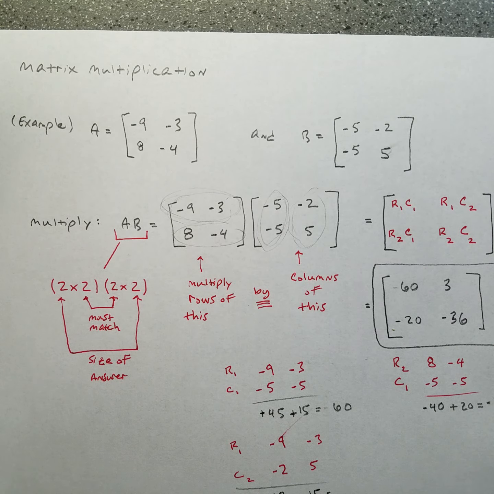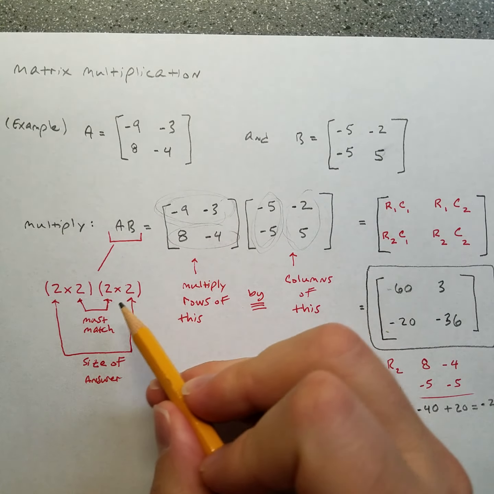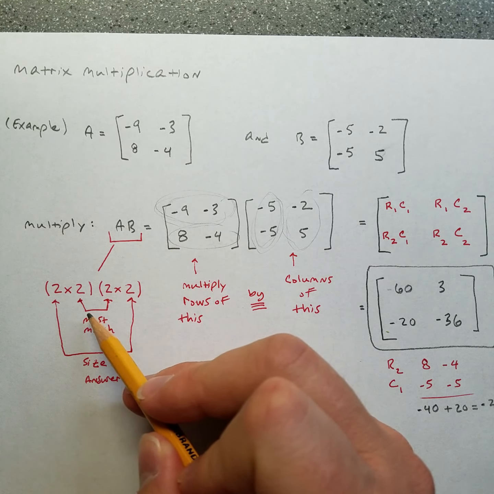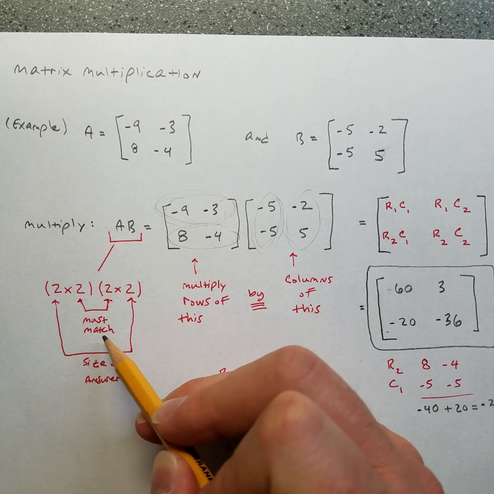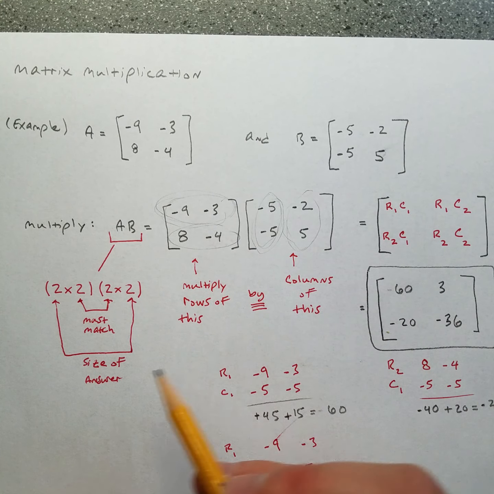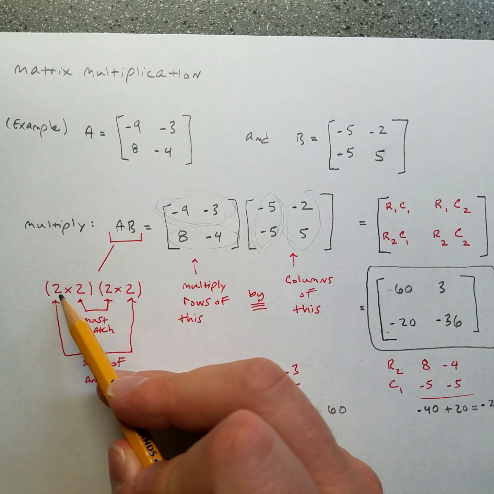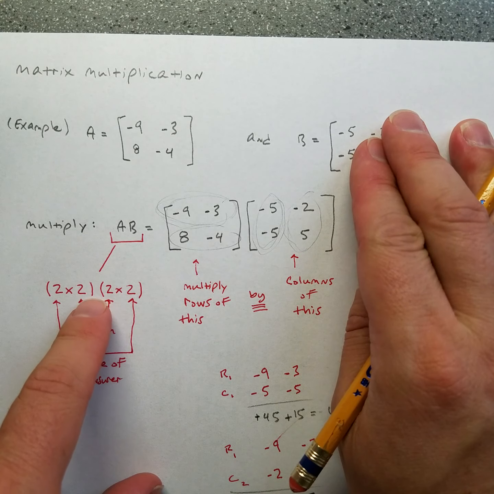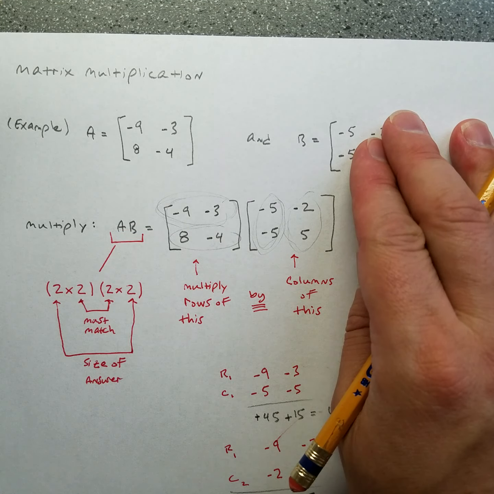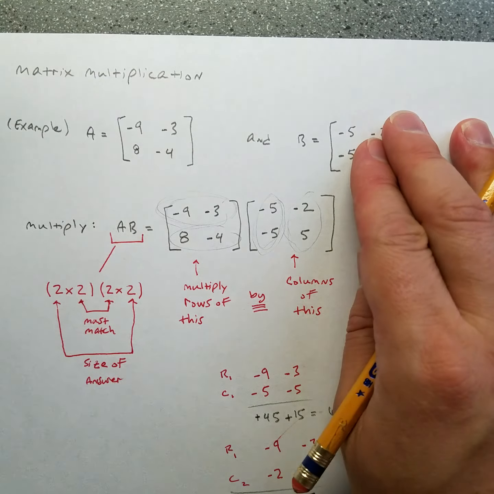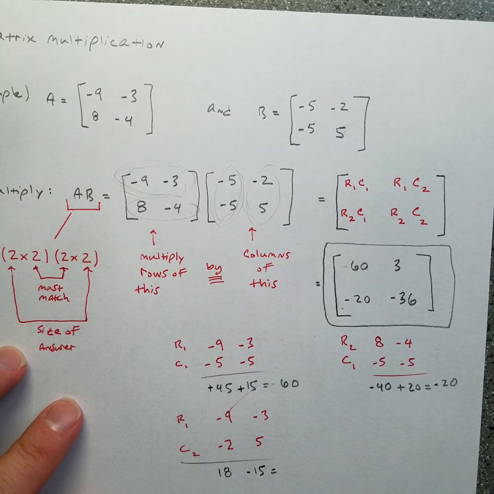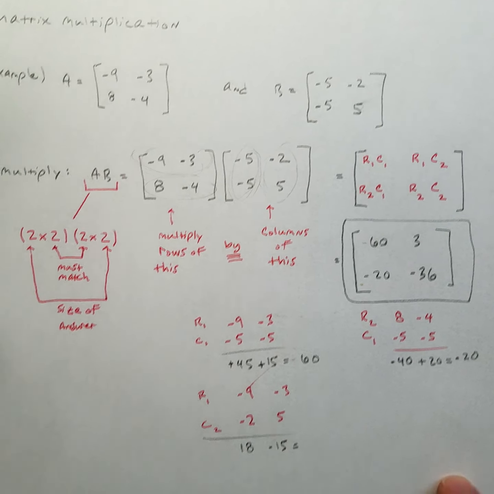There's something that's always going to have to be true about this. When you write them together, as they're given, these interior numbers must match. And then the size of the answer will be this by this. So, if we didn't even do it, we'd say, well, those match, so the multiplication can be done. If they don't match, the multiplication can't be done. And we get a 2 by 2 as a result. So yeah, I got a 2 by 2. Okay? All right. Now let's do one from scratch then.